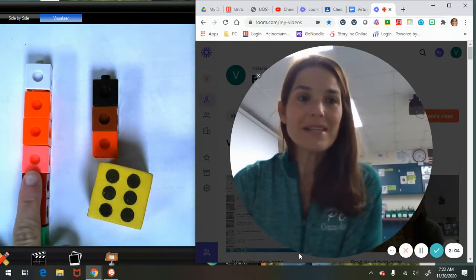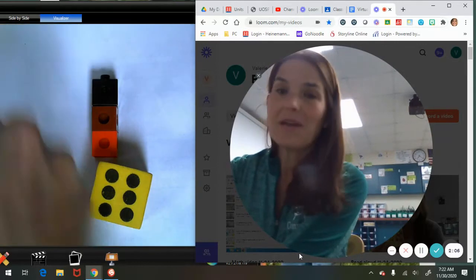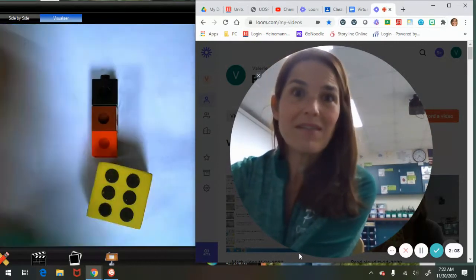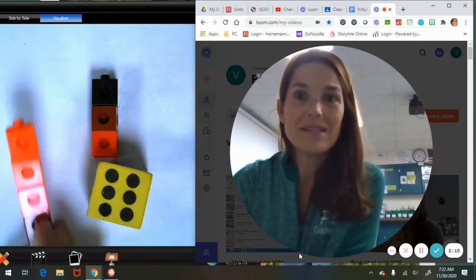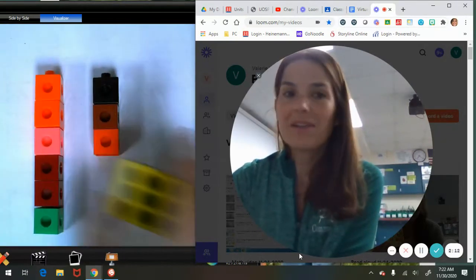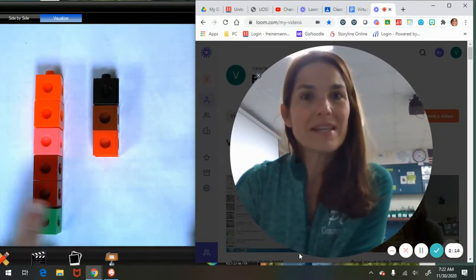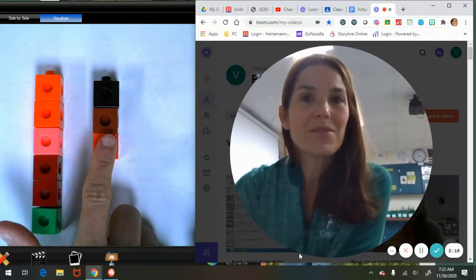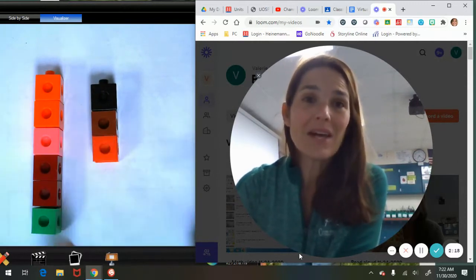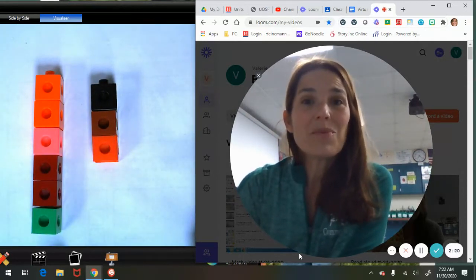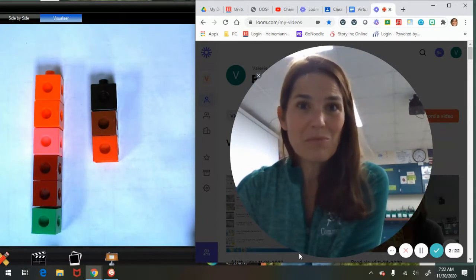So I'm going to take my tower here. I'm going to take one off because we had 7. If I take one away, it would be 6. Now look at my two towers. I have a tower of 6 and I have a tower of 3. I can tell already which one is more. Which one do you think is more?